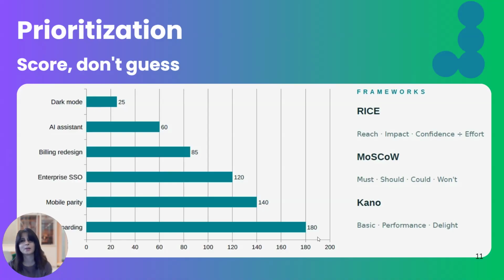And the Must, Could, Won't, answering those questions about what should be done, and the Kano model would be about the basic, performance, and delight. And as the graph shows, there are different levels with different scores. So that's how the prioritization metrics or the graph would look by using different frameworks.